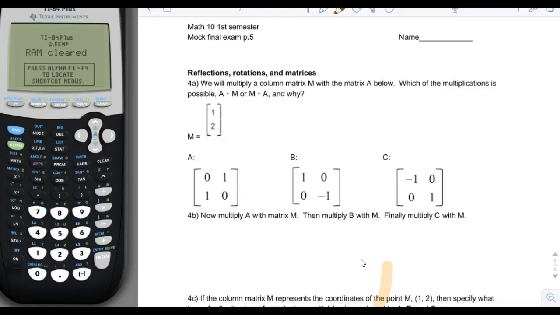Here are the solutions for page 5 of the mock final of Math 10. We will multiply a column matrix M with the matrix A below. Which of the multiplications is possible? A times M or M times A?